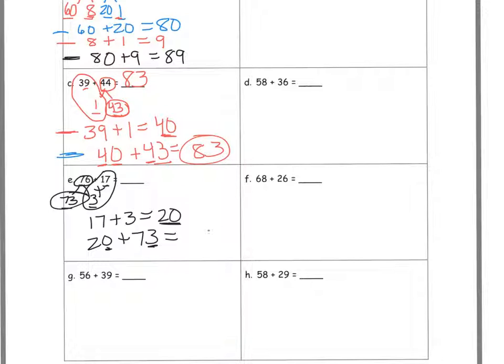0 ones and 3 ones is 3. 7 tens and 2 tens is 9 tens, or 90. So I'm left with 93.